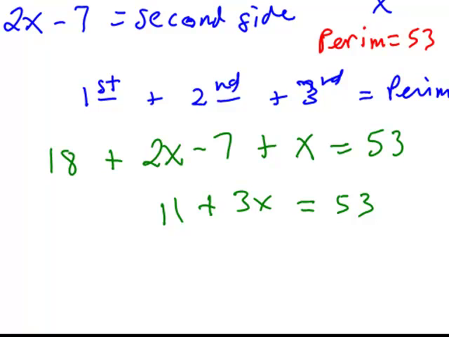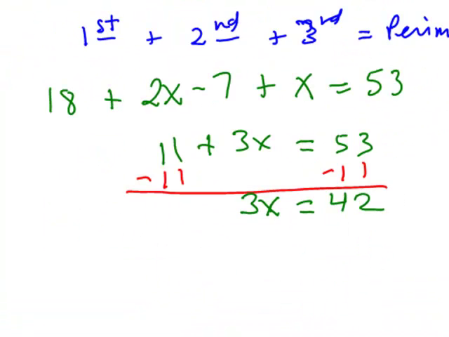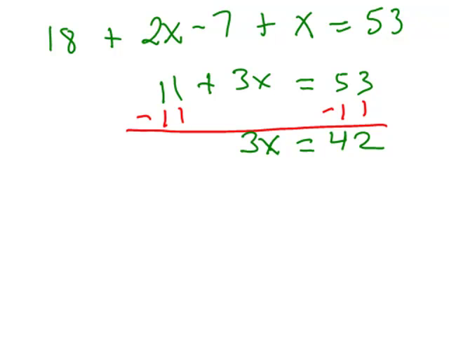Again, to solve, we add the opposite. In this case, we're going to add the opposite of 11, so we add negative 11 to each side. And what we get is 3x equals 42. Let me scroll up a little bit. 3x equals 42. Now we divide each side by 3, and I'll let you do the long division, but it turns out that x is equal to 14.